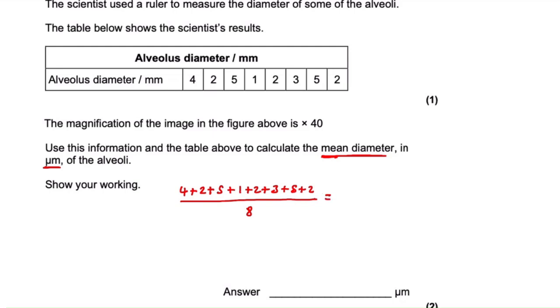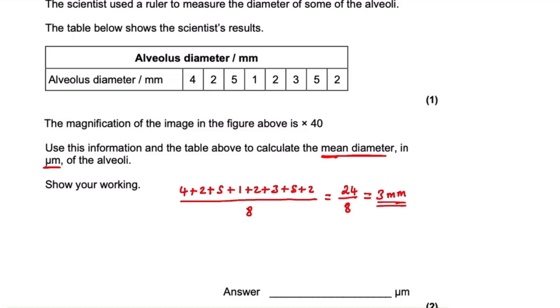So if I type that into my calculator, it's going to be 4 plus 2 plus 5 plus 1 plus 2 plus 3 plus 5 plus 2. That's going to give me 24. And then we're going to divide it by 8, and that's going to give me 3. So the mean diameter is 3 millimeters.